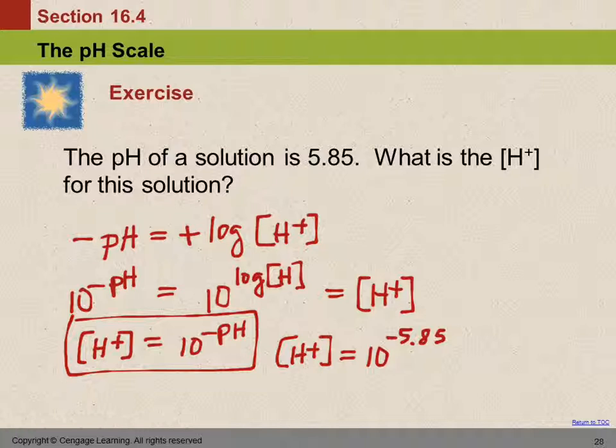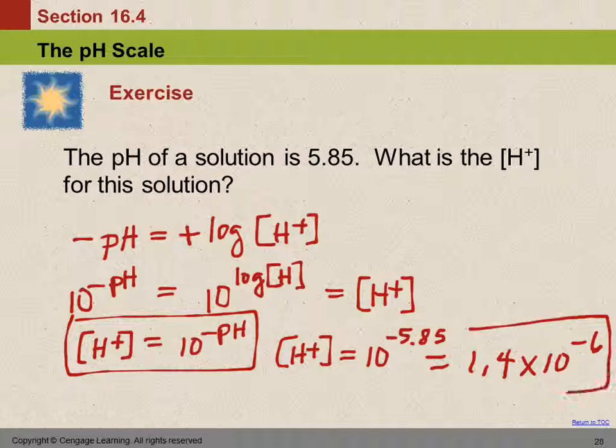How many significant figures should I write down? It's the 0.85 that comes from the coefficient in this number. So I'm going to write 1.4 times 10 to the minus 6. That's the hydrogen ion concentration. Make sure that you can convince your calculator to give you that number. It's not exactly a slam dunk all the time.